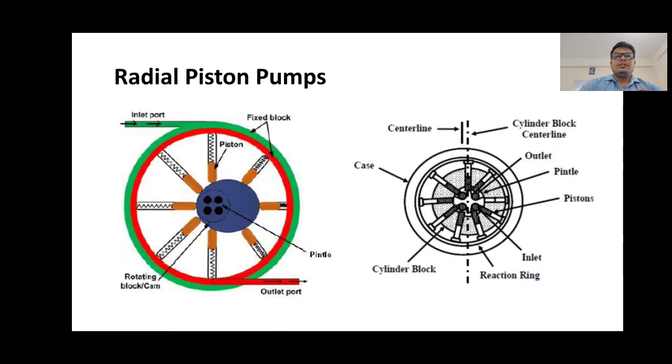Next type of piston pump is the radial piston pump. The typical radial piston pump is shown in the figure. That includes various components like the cylinder block, then a pintle with the outlet and inlet, then various pistons. They are arranged in a circular array manner. Then one cylinder block is there, a casing is required.